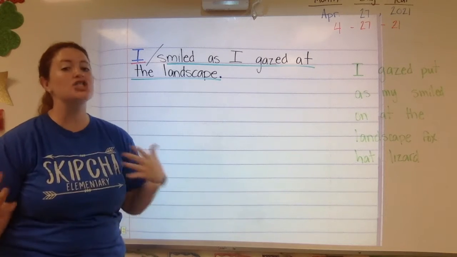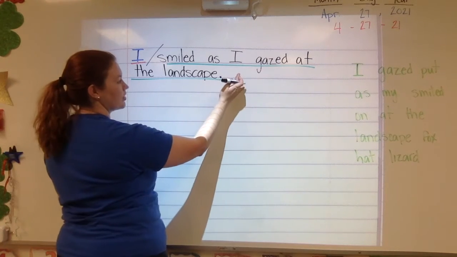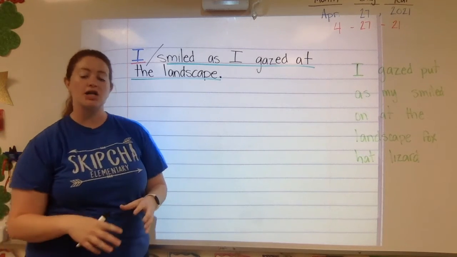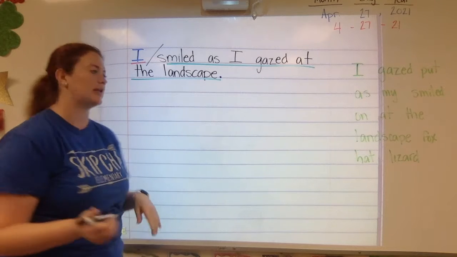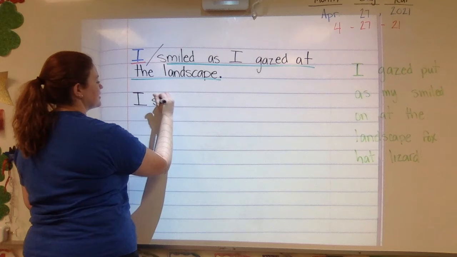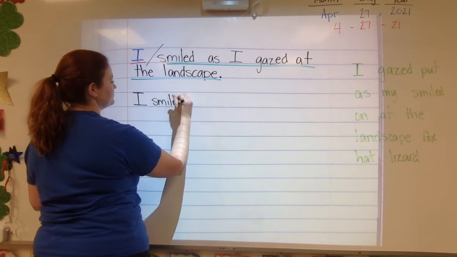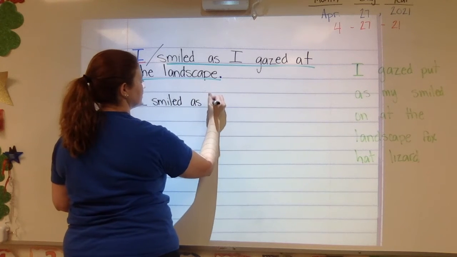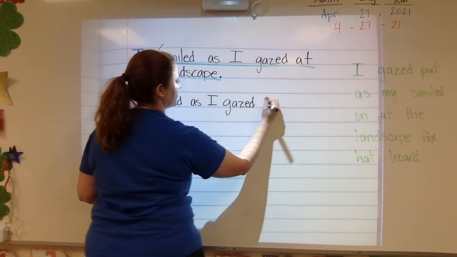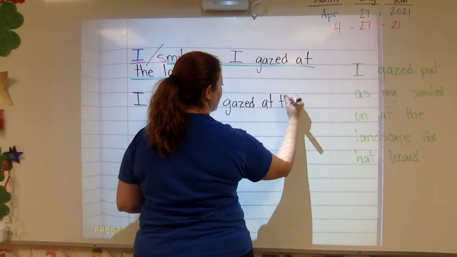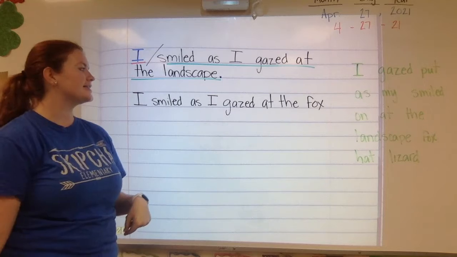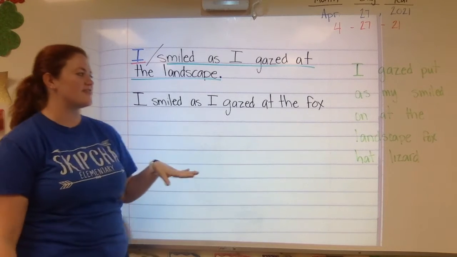Now, if I was writing a story, we know that my sentence would start right here. But since I'm practicing identifying the different parts of a sentence, it's okay to start it on a new line, okay? So I'm going to say, I smiled as I gazed at the fox. Okay, I smiled as I gazed at the fox.